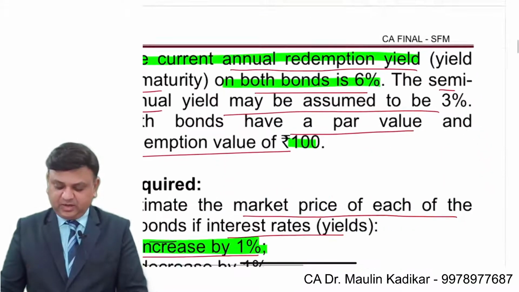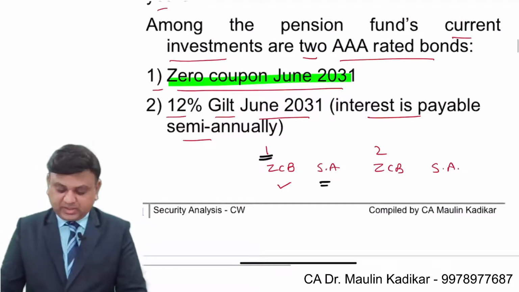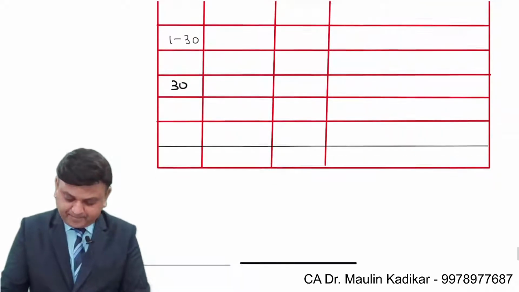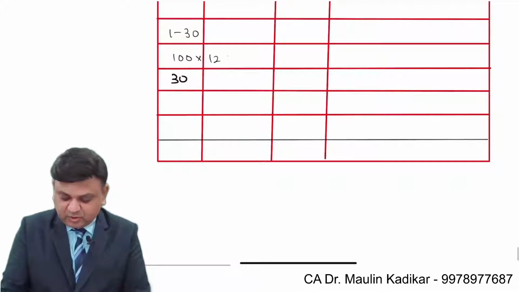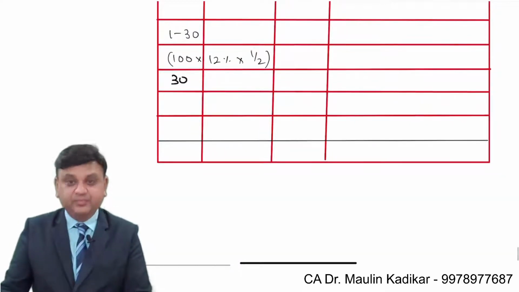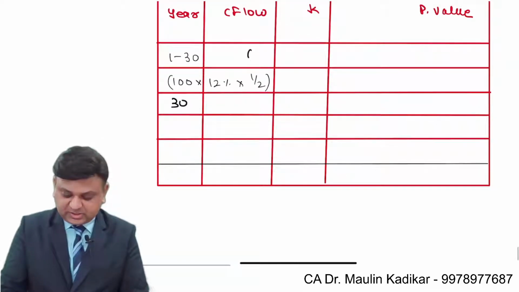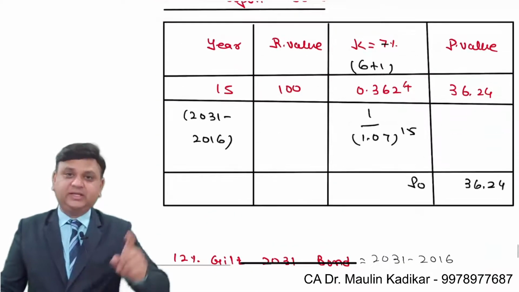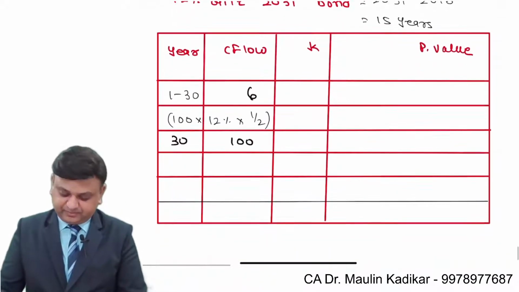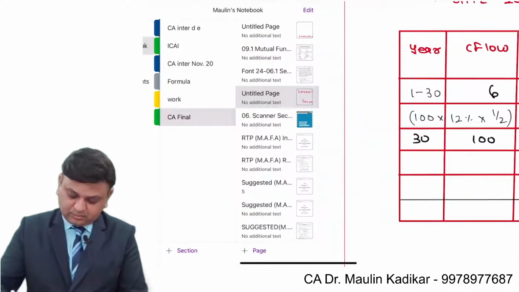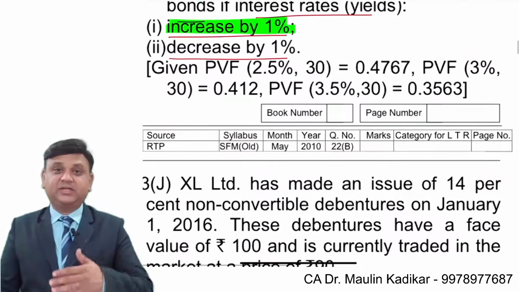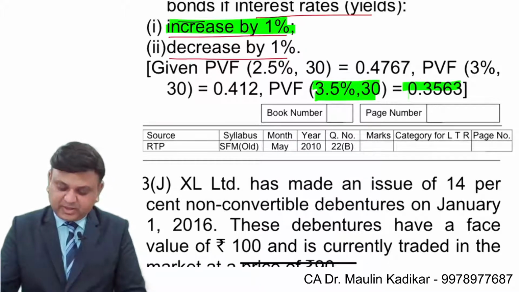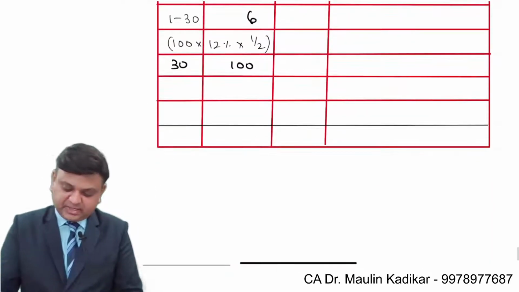What is the face value of the security? Face value of the security is 100 rupees. What is the rate of interest? The rate of interest is 12%. So what will happen over here? 100 rupees into 12% into 1 by 2. So it is 12 into 1 by 2, that comes to 6. Last year you will receive 100 rupees. Now the discounting will be made not at the rate of 7% but at the rate of 3.5%. And you can see that over here you have been provided with the discounting factor at the rate of 3.5% for the 30th year. It is 0.3563.